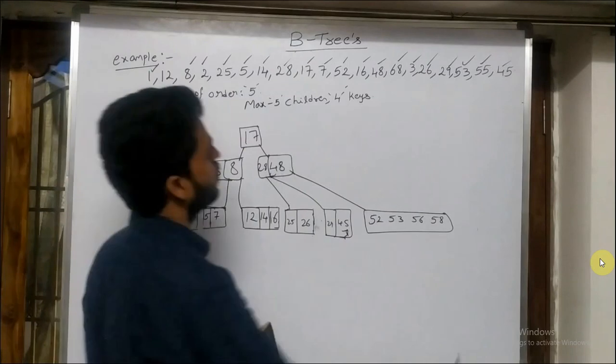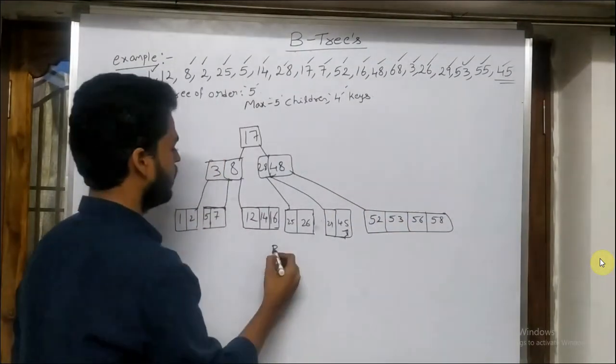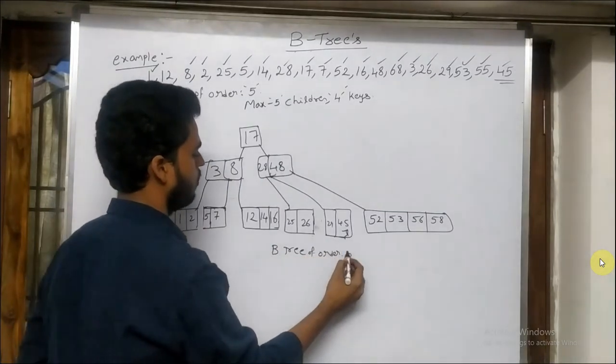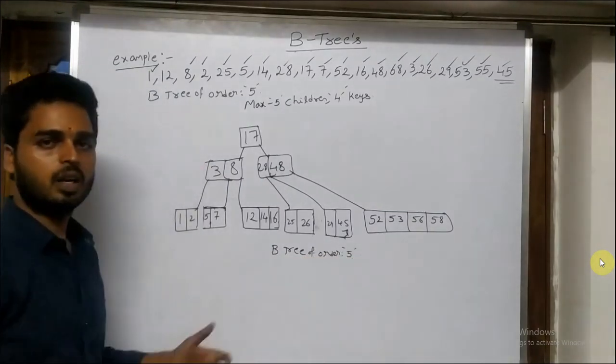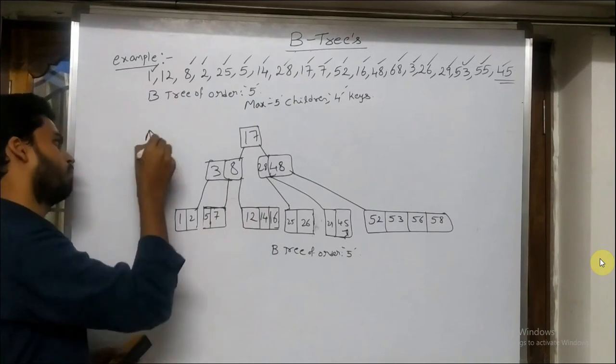Okay. So all my elements are completed. So this is the corresponding B tree of order 5. Here you have to understand one important point, that is, a B tree grows from bottom to top.